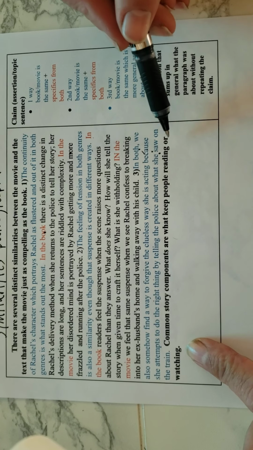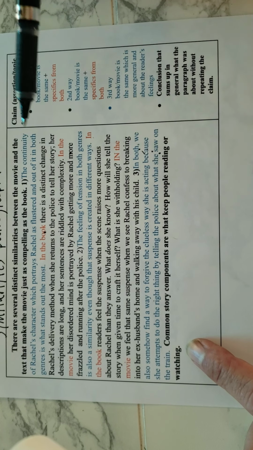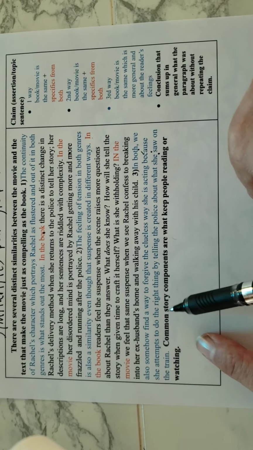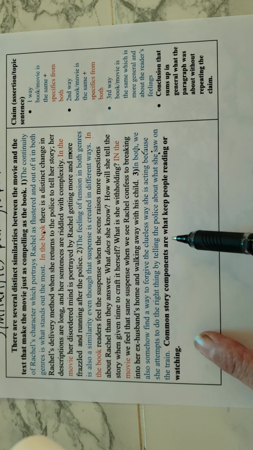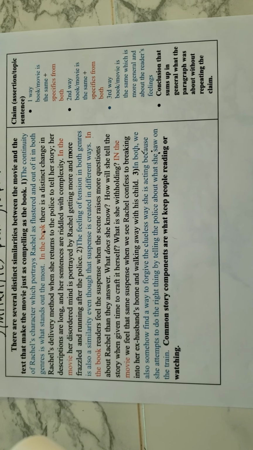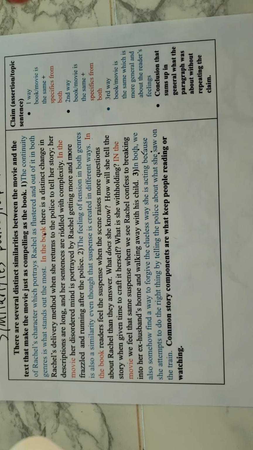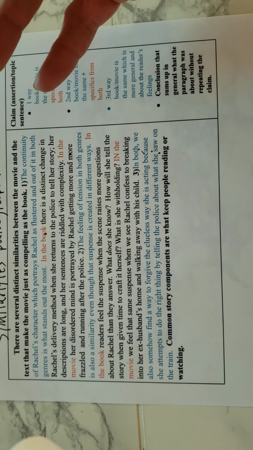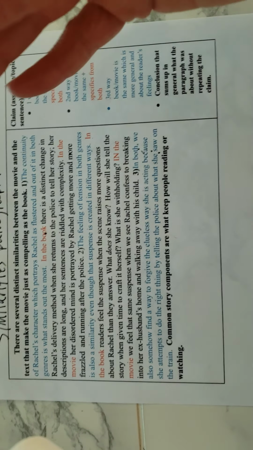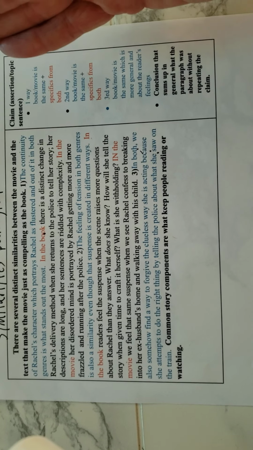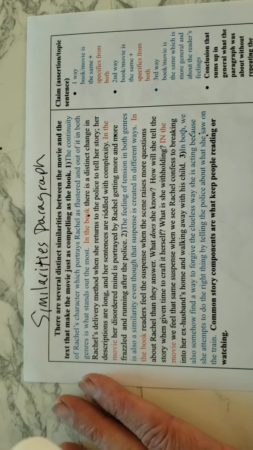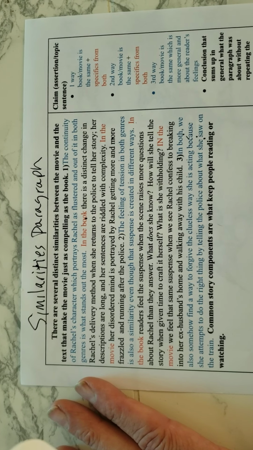Then you have a concluding sentence, which just sums this up. Something like, common story components are what keep people reading or watching. Or these common elements are what make the story that you read still famous or whatever. So that's a similarities paragraph.